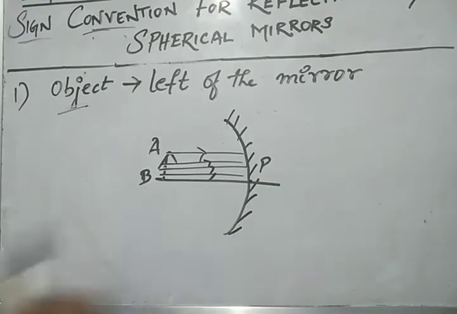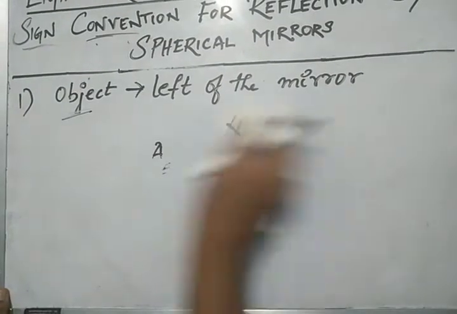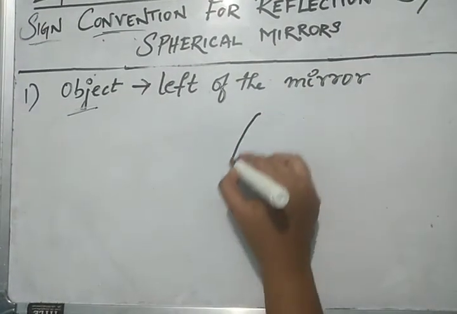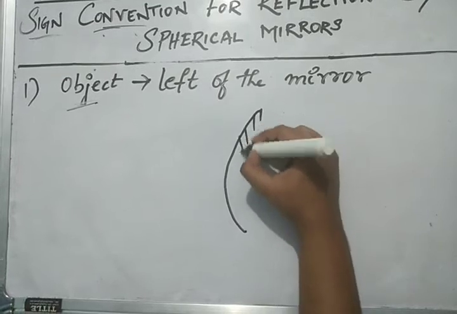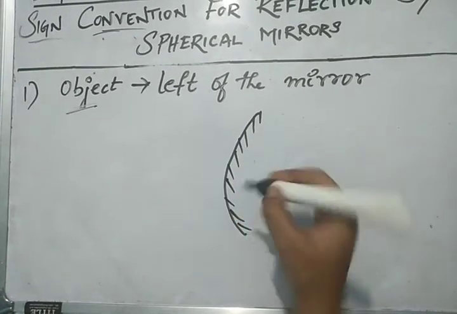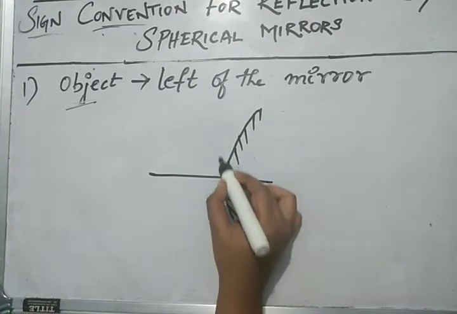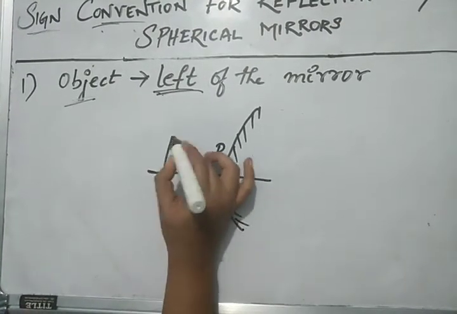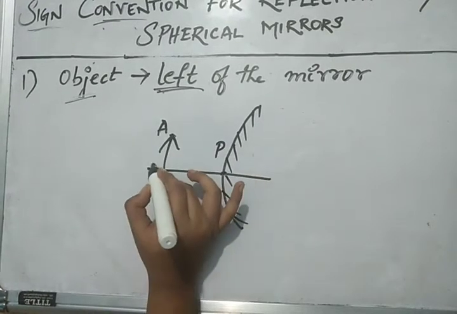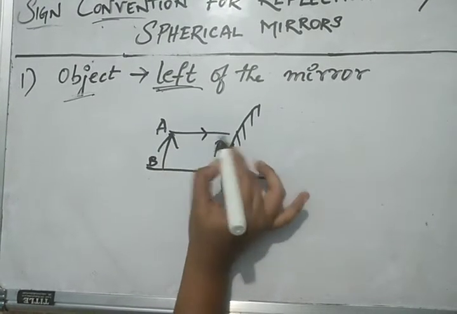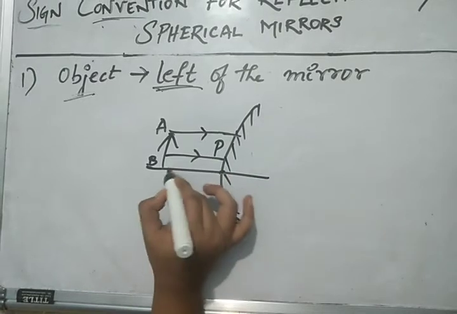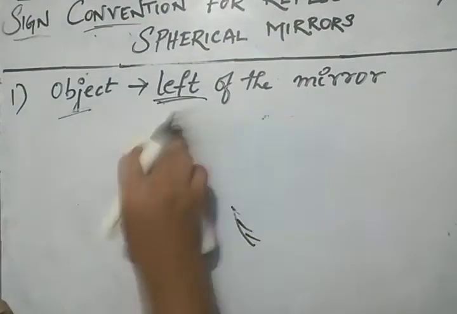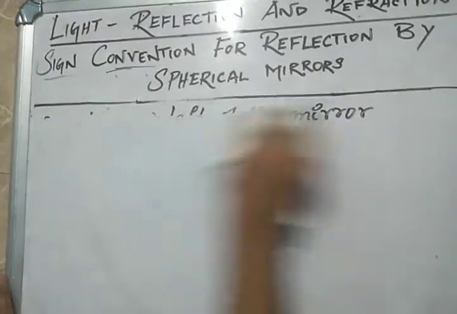Now, same case for the convex mirror also. I showed you with the help of a concave mirror. Now, let this be the convex mirror. This is the reflecting surface of the mirror. Pole. Where should my object be placed? Towards the left. Again, I place the object from over here, and the incident rays fall from the left hand side of the mirror. Alright, this was the first sign convention.